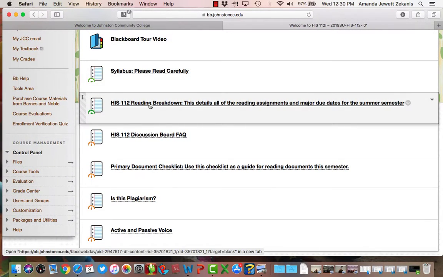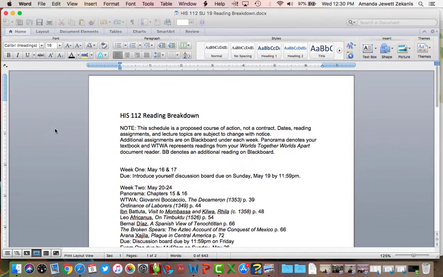Let's take a look at the History 112 reading breakdown. This is a nifty little document that you will want to keep handy. It has all of the due dates for assignments. It's got all of the reading assignments for each week and just the general topics. If we make any changes to this, you will get informed, and it will almost always be to push things back farther, never to move things up. I would never make something due earlier.